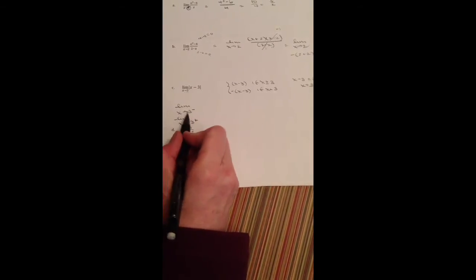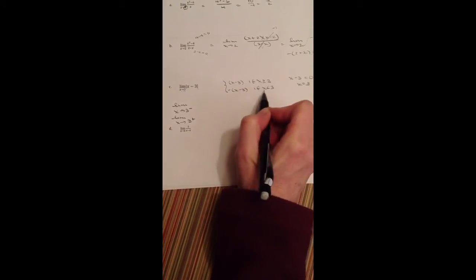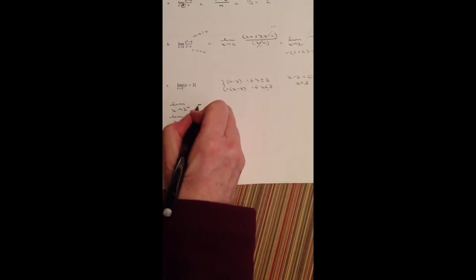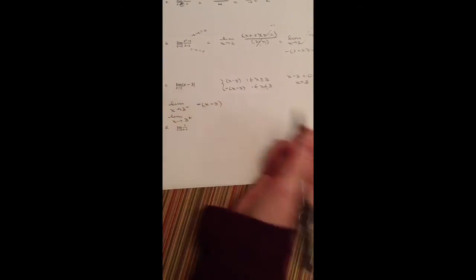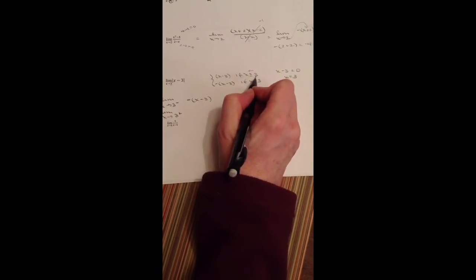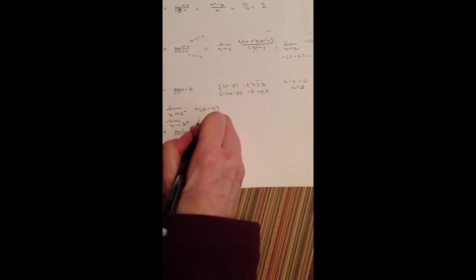When I approach 3 from the left, I'm on the piece where x is less than 3, because this is where I'm coming in from the left. So I'm plugging into the opposite of x minus 3. When I approach from the right, I have to pick the piece where my values are greater than 3. So I'm coming in from the right of 3, and that's the function x minus 3.